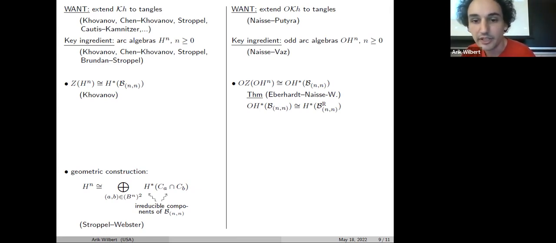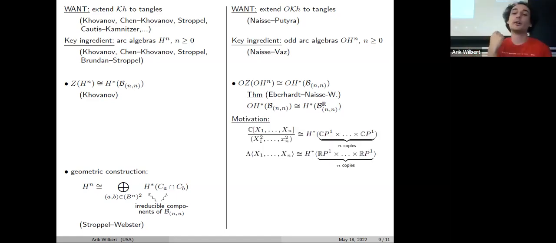Okay, so this is the first result, and maybe some motivation for how do you come up with this, right? So how do you come up with this answer? Why should real points in some complex variety be the answer to this question? Well, let's go back to the original construction of Khovanov homology, right? So at each vertex in your Khovanov cube, you have this quotient of this polynomial ring in these n variables. And if you think about what this is as a cohomology ring, well, this is just a cohomology ring of n copies of CP1, right?